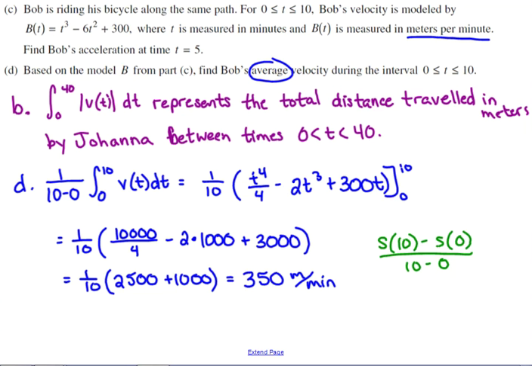There are two ways to go about getting this. It really just depends on what information you're given. If they ask you for average velocity and you have the velocity function, then you're integrating. If they ask you about average velocity and they give you position, then this is what you're doing right here: s of 10 minus s of 0 over 10 minus 0. But it's exactly the same process. It just depends on what information you're given to begin with. Okay? All right. Any questions about 5, B, and D?